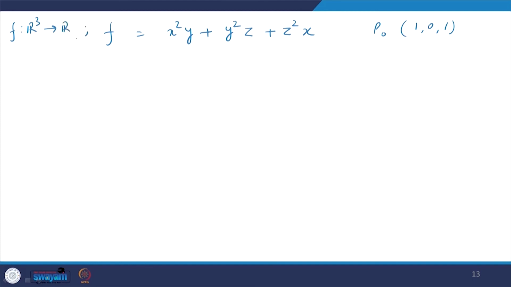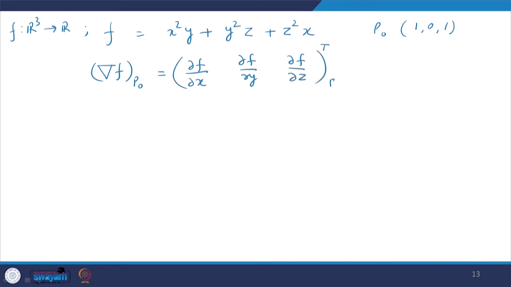Now, if we want to find the direction where f increases most rapidly, that will be the gradient of f at p naught. So, what is the gradient of f? It is del f upon del x, del f upon del y, del f upon del z, because there are 3 variables here, at p naught. What is del f upon del x? It is 2xy plus z square. Del f upon del y is x square plus 2yz. Del f upon del z is y square plus 2zx, at the point (1, 0, 1). So, x is 1, y is 0, z is 1, and this gives (1, 1, 2) transpose.